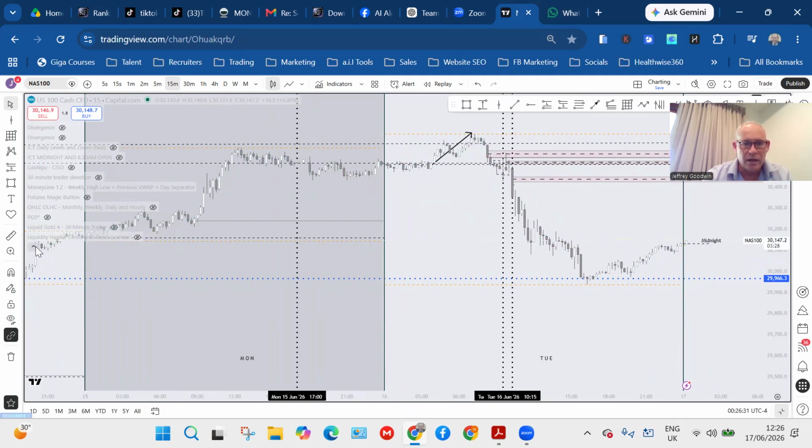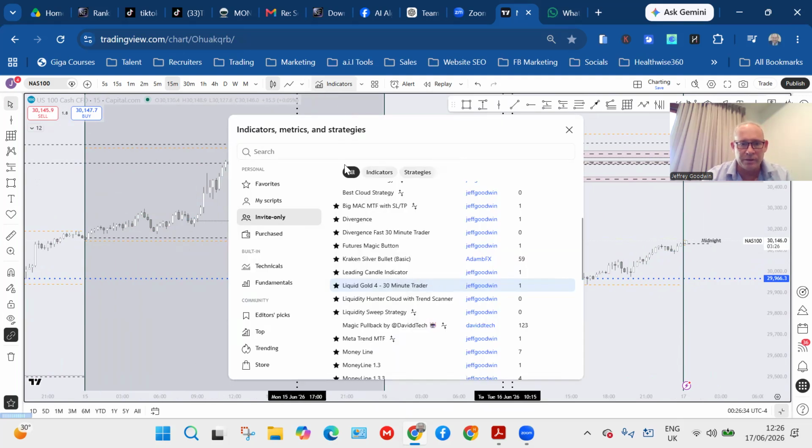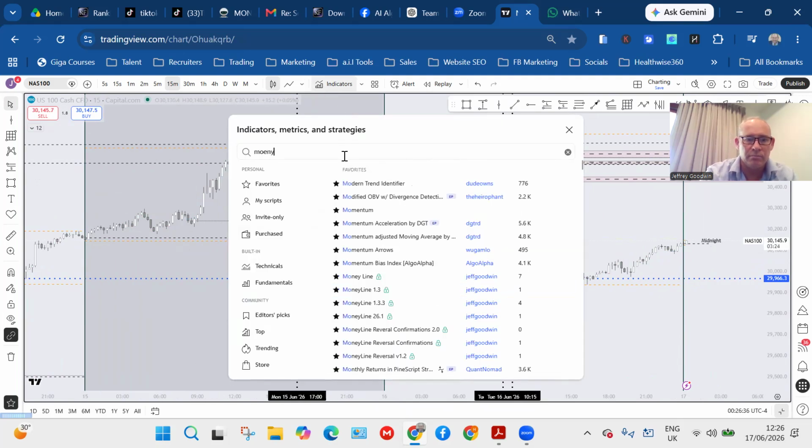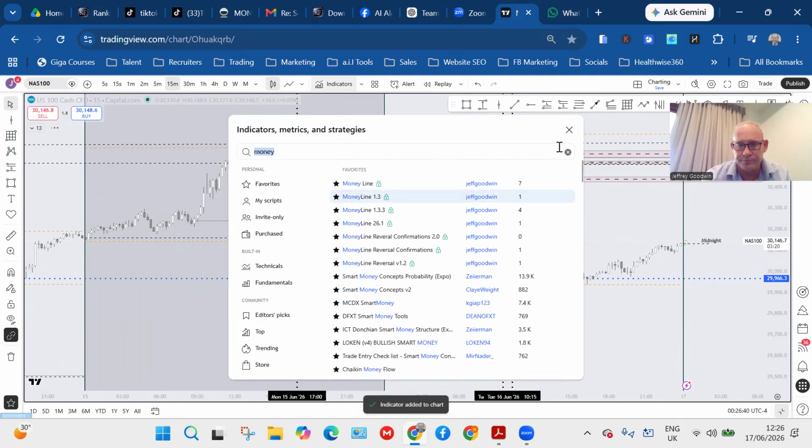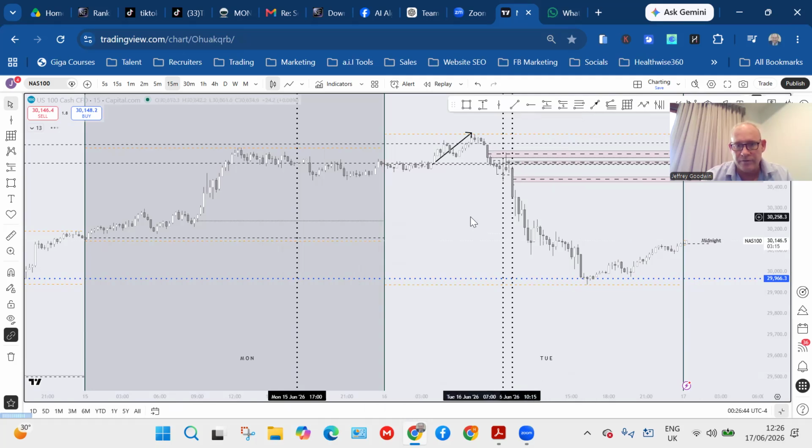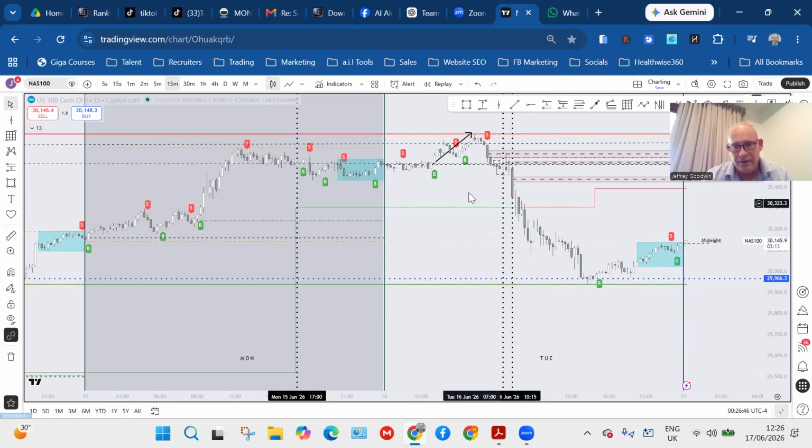Now, let's just do one more money line, because some people have another indicator called money line. A different version. I'll just put this one on. This is one I've developed, I've created. And this actually gives you signals for selling and to exit right there.